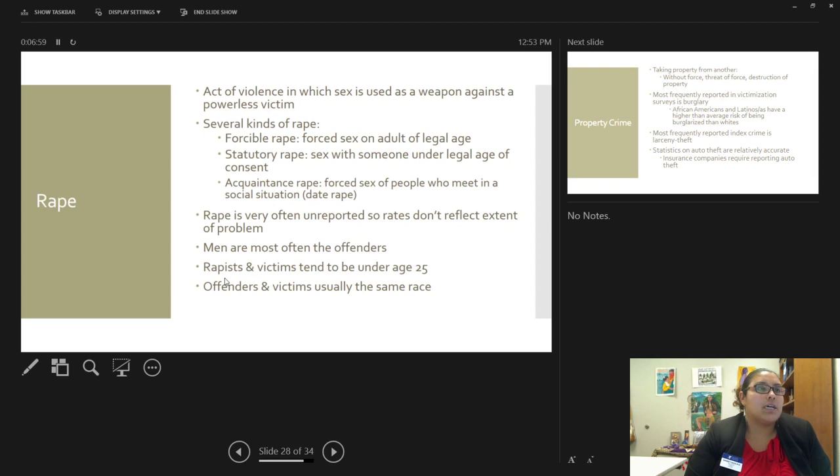Most often, men are the offenders. Rapists and victims tend to be under the age of 25. That's why college-age women are the ones most at risk. And offenders and victims are, again, usually the same race.